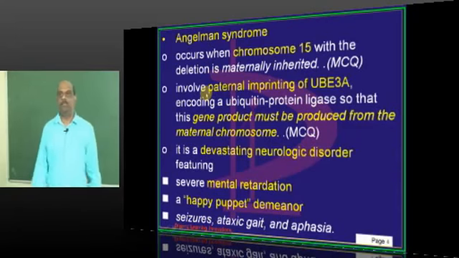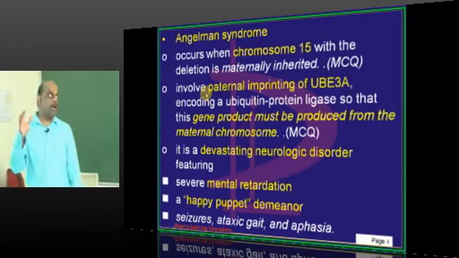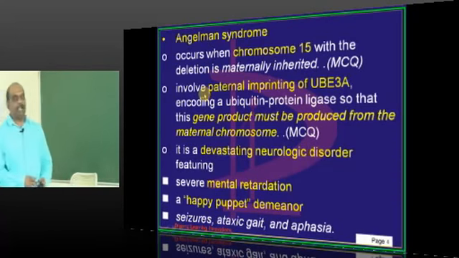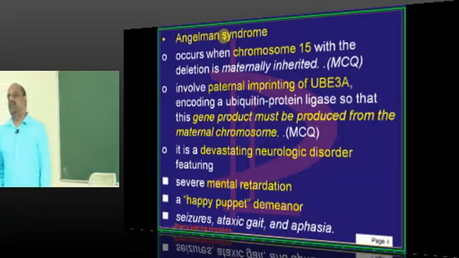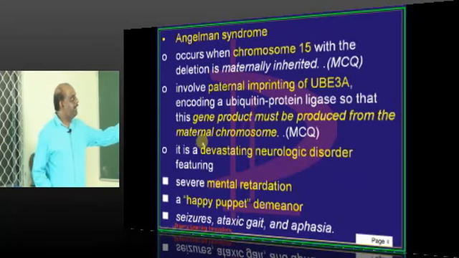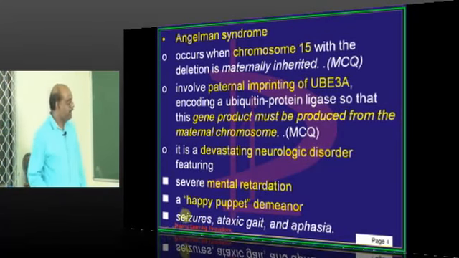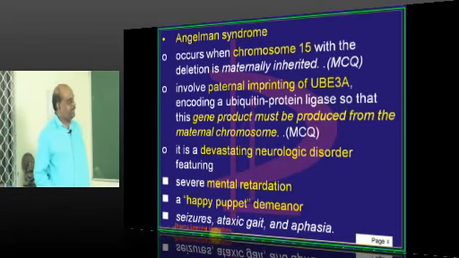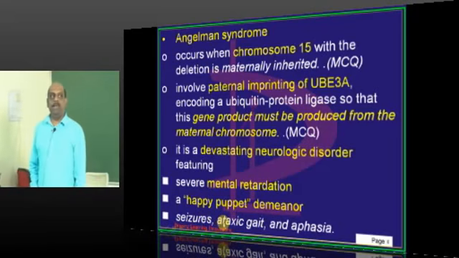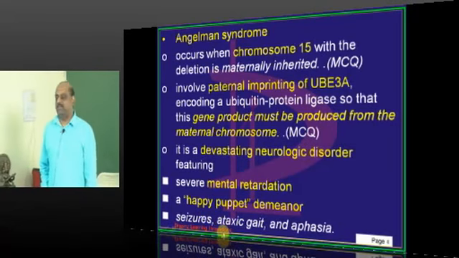Angelman means, if that abnormal deletion of chromosome number 15 comes from the mother's chromosome 15, then they show altogether a different type of clinical expression, which is a devastating neurological disorder with severe mental retardation. And when you look at them, they will be funnily smiling, shyly.